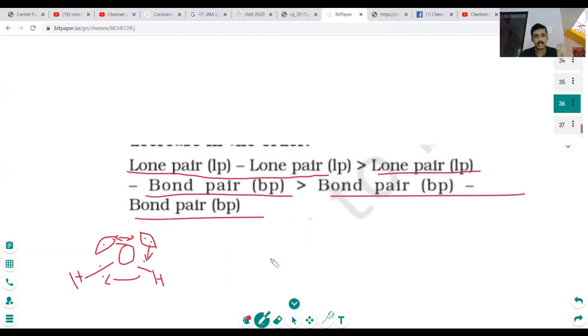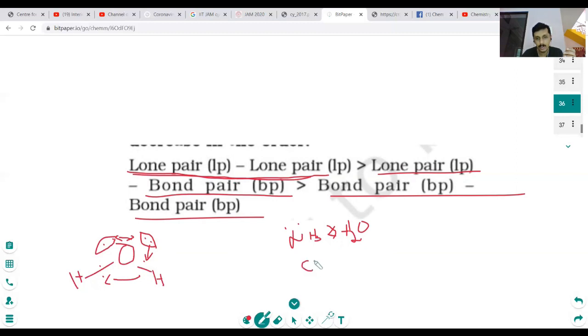This gives you one clear indication: when more lone pairs are present, the molecule will obtain a more bent conformation. That is why the bond angle in ammonia is greater than the bond angle in water, because ammonia has only one lone pair of electrons. That's why the bend is less. But in water there are two lone pairs of electrons, the repulsion is more, hence water is more bent.